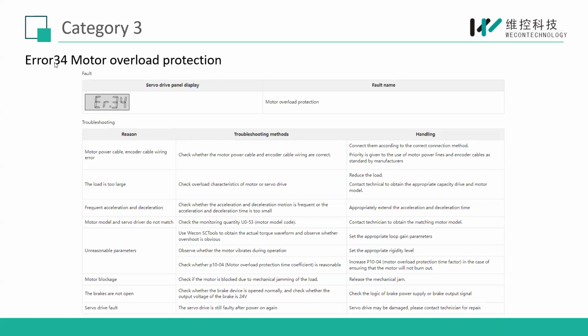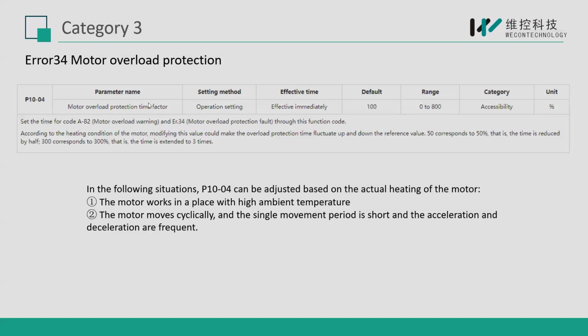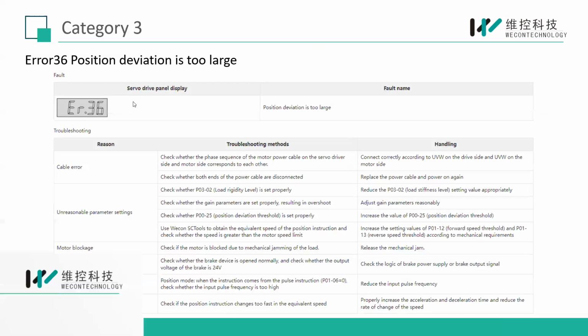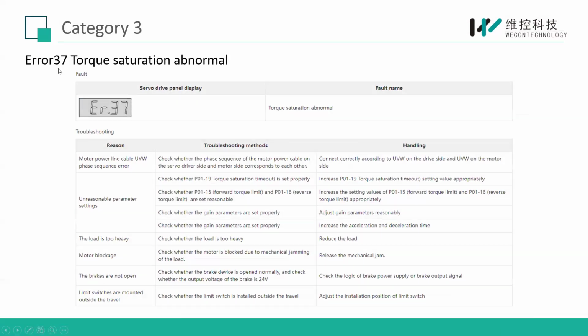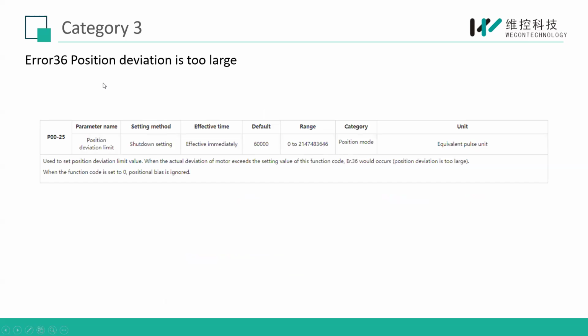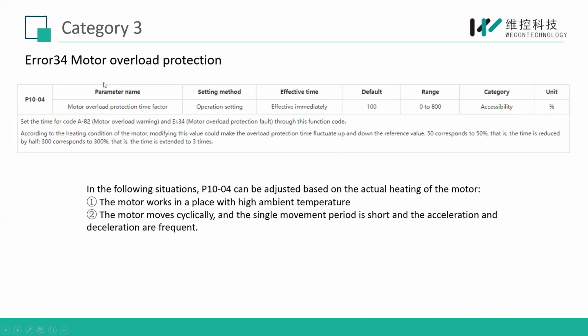Error 34. Error 34 means motor overload. And there is another error, 36. These two errors will happen when the load of our motor is too big. For example, for error 31, it means our motor is running in overload status for a long time. Then this error will happen.